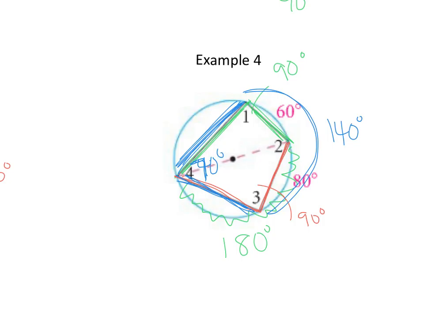So inside here you have this quadrilateral. Angle 1 plus angle 2 plus angle 3 plus angle 4 adds up to 360. So we have 90 plus 90 plus 70 plus 110. So the measure of angle 2 has to be 110.